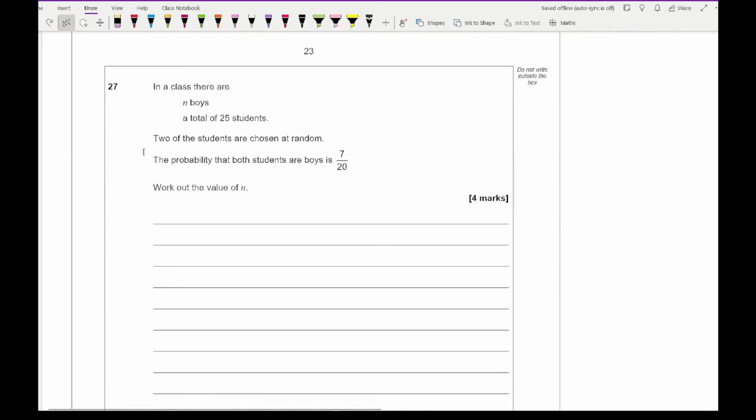Then moving on to question 27, it says that in a class there are n boys, a total of 25 students, and 2 students are chosen at random. The probability that both students are boys is 7/20. Work out the value of n. Well, the probability that a boy is selected first is n, which we don't know, over 25 because that's the total. Now, if a boy's already been chosen, how many boys are there if one's already been taken out? Well, that's n minus 1.